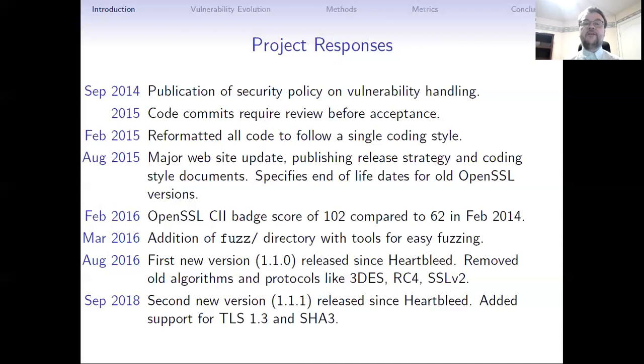The big code changes started in 2015 when the project created a coding style, reformatted the whole code base to follow that style, removed old features like SSL version 2 and support for certain older operating systems. And finally, they also specified end-of-life dates, which was important because as of 2015, version 0.9.8 had been out there and being updated for 10 years.